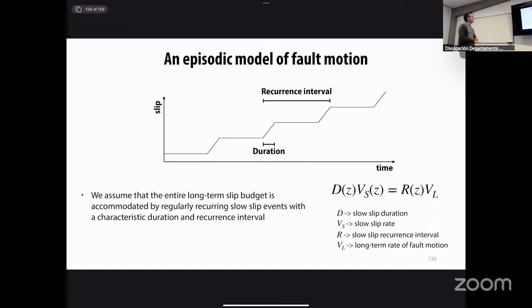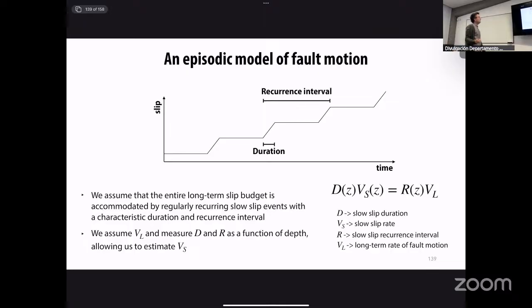So we can define this very simple slip budget model, where we say that if we were to draw a line through here, and estimate a long-term velocity, just like we would do for GPS time series, we have VL over here. On average, that's going to give you the amount of slip over the recurrence interval. And that needs to be balanced by the actual slip you have during this duration here. So this duration times some slow slip rate. And the duration, the slow slip rate, and the recurrence can all depend on depth. And we expect that the long-term rate does not depend on depth.